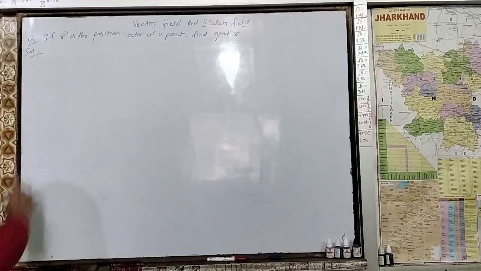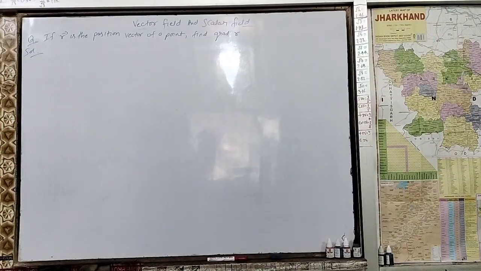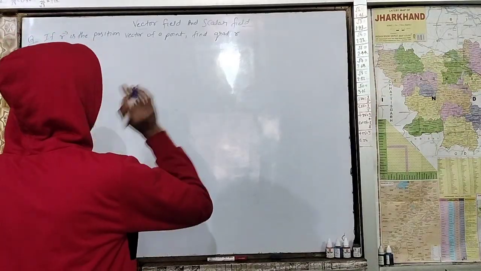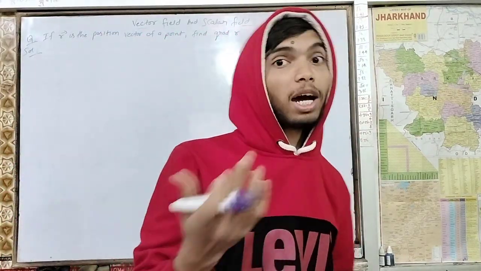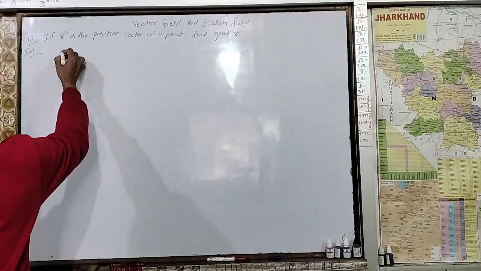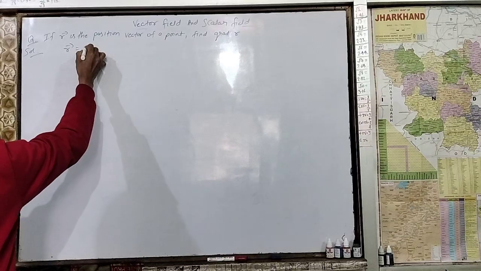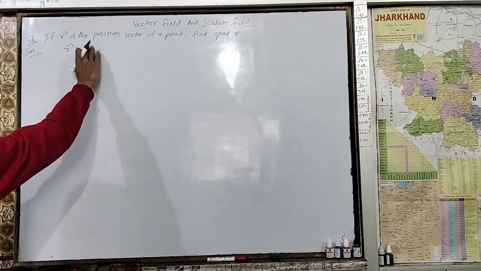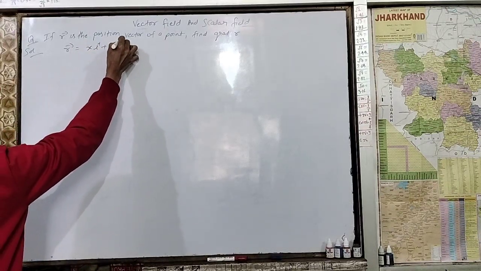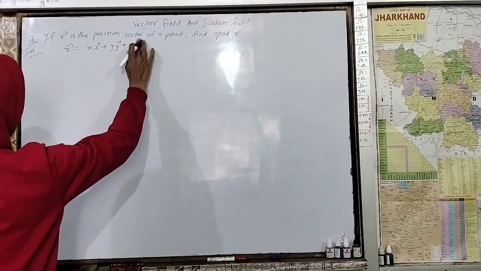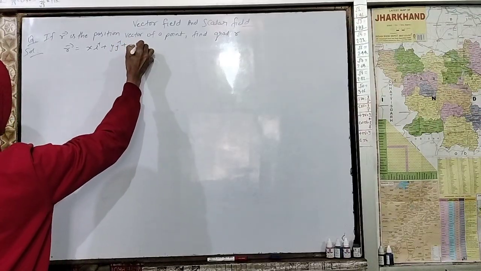Let's solve. R vector is the position vector. You know the value of grad, but what is the value of R? You know position vector is nothing but R vector, written as x i cap plus y j cap plus z k cap. Okay.